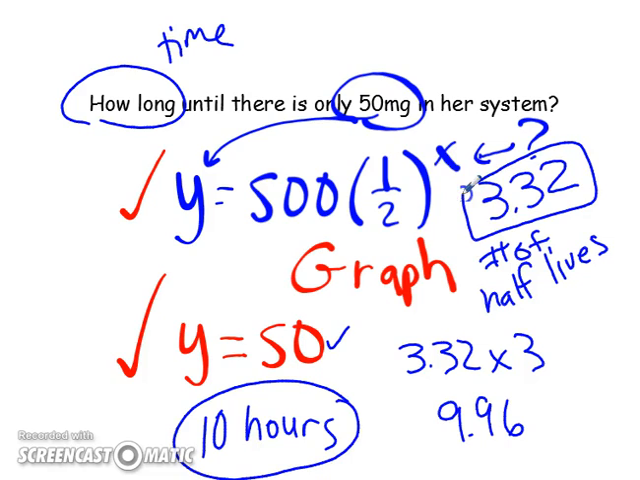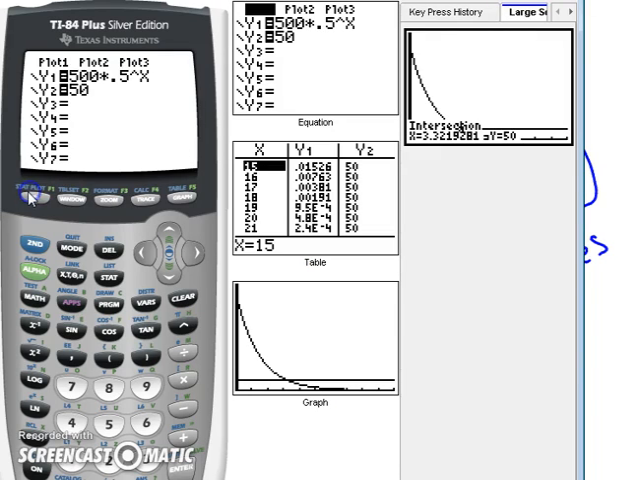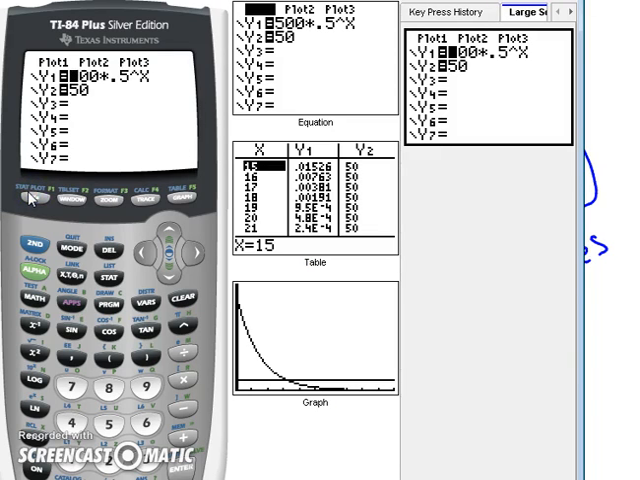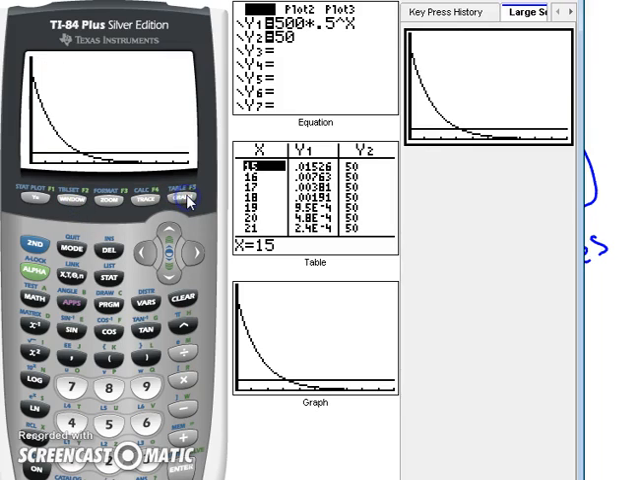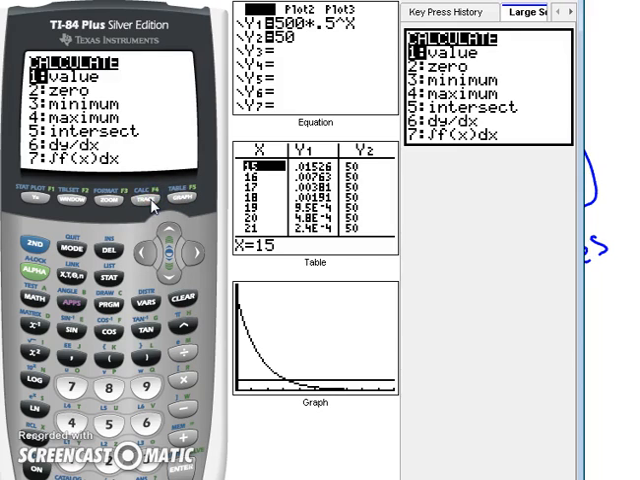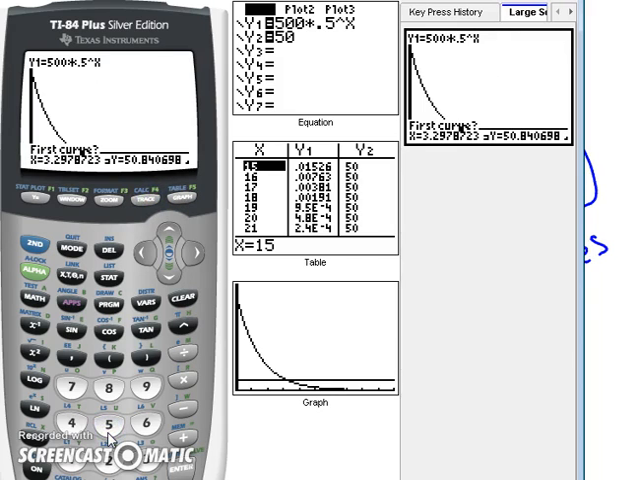So when they give you how much Tylenol, when you're wanting to find time, you're going to have to go through this process. You have to graph. You want to get both equations in there for y equals. You want to set your window to be something that's reasonable. It's going to depend on your problem. When you look at the graph, your process was to hit second, calculate, which is the same as trace, hit 5 for intersect, and then you need to hit enter 3 times. And it's going to give you that point of intersection. Remember, that's going to give you the half-lives, so you have to calculate the time.